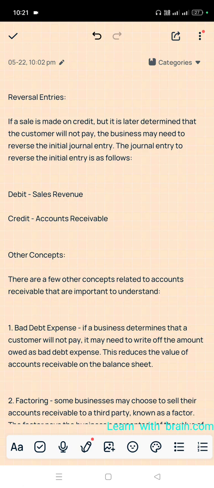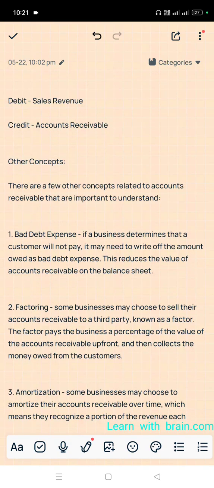initial journal entry. So at the time of sale, we debited accounts receivable account. Okay, so at this point of time the customer will not pay, so that's why we have to make a reversal. Okay, we need to reverse the initial journal entry. The journal entry to reverse the initial entry is as follows. So what is the entry? Simply just reversal: debit sales revenue account, credit accounts receivable account.